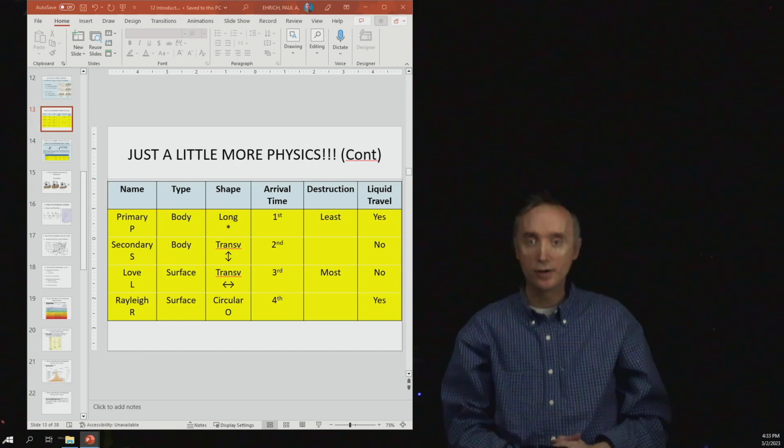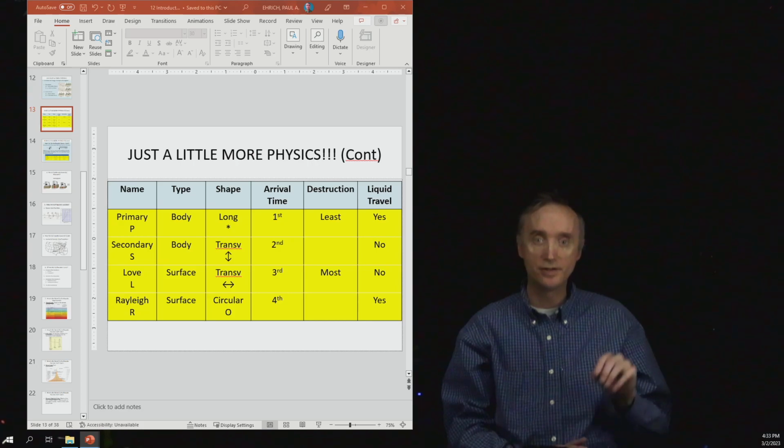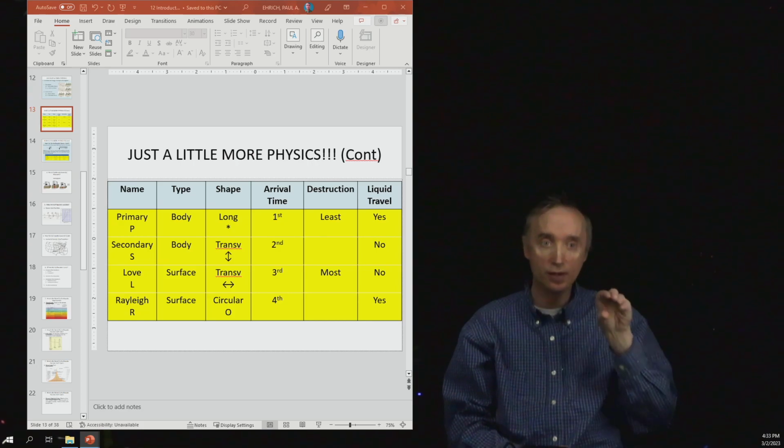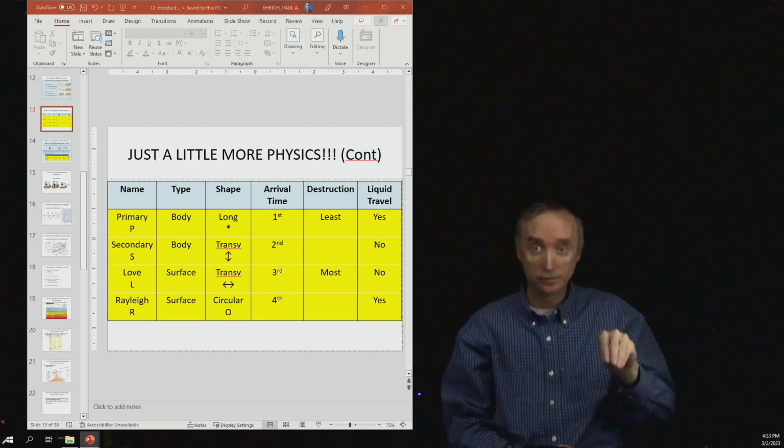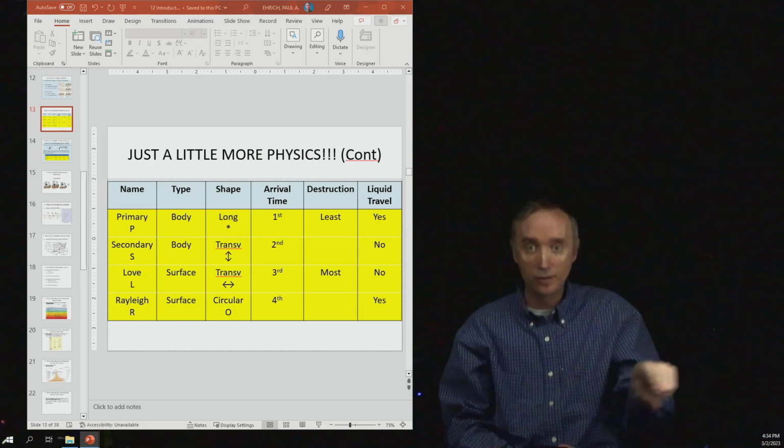The primary and the secondary are body waves. The L and the R waves are going to be surface waves. Then the shape: I've got a dot to represent primary, so it's moving towards you and away from you. Transverse is up and down. The Love wave is also transverse, but it's sideways, and then the Rayleigh wave is going to be circular.